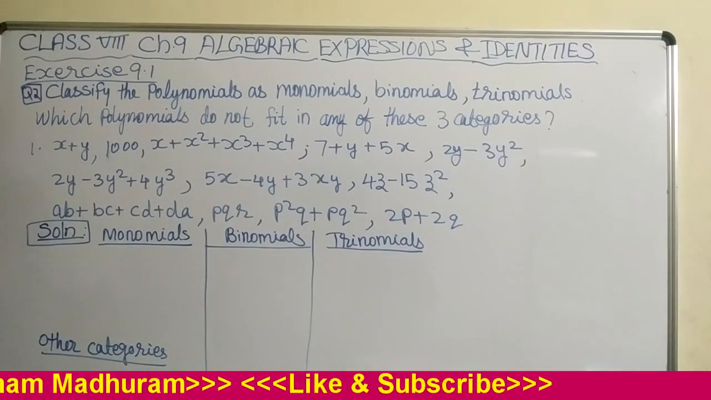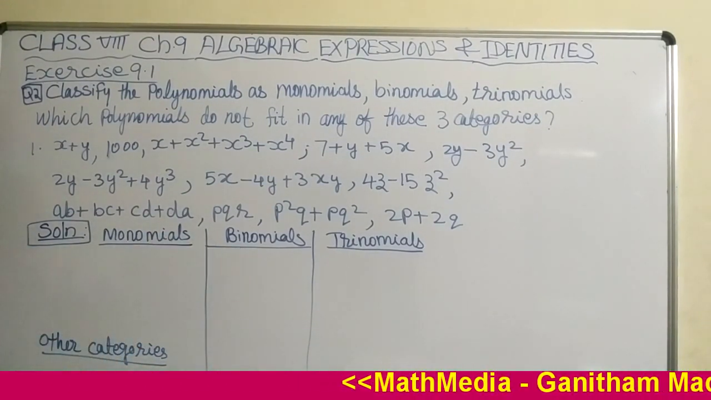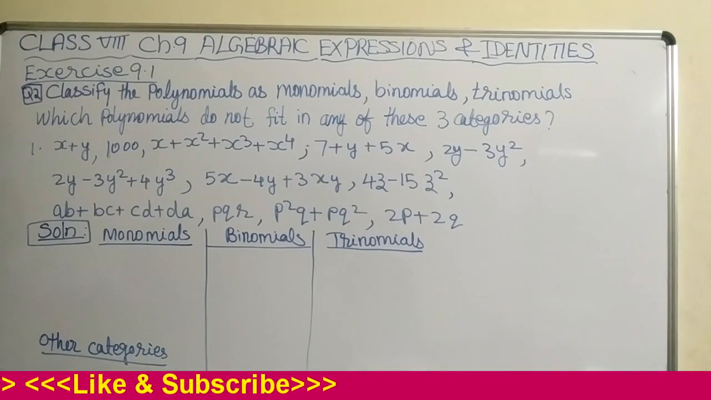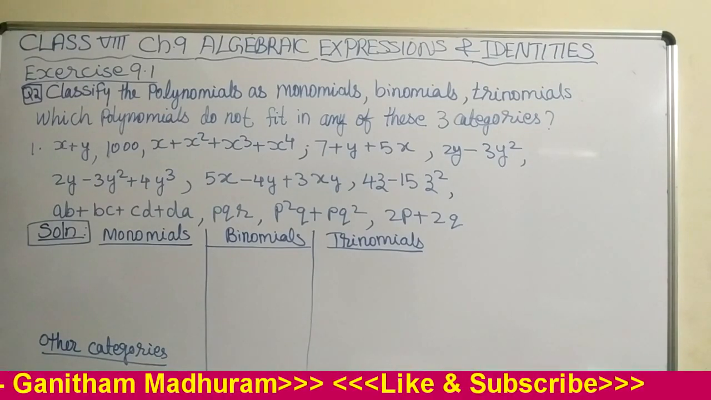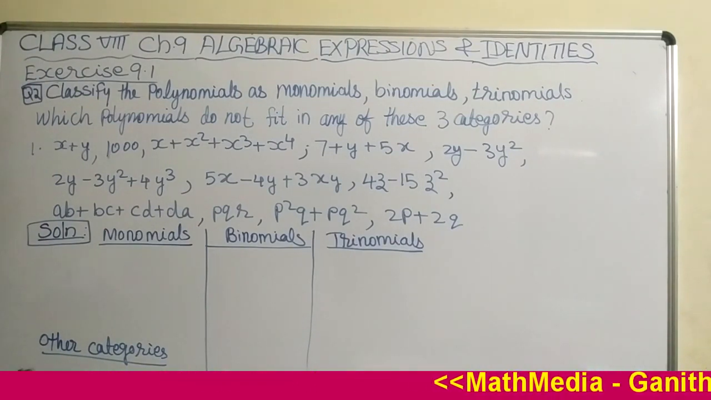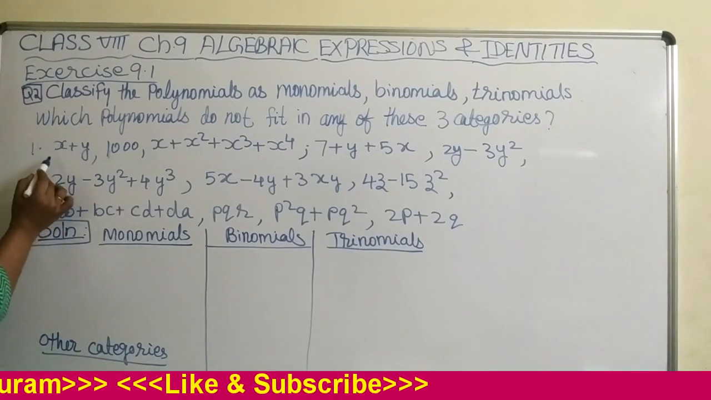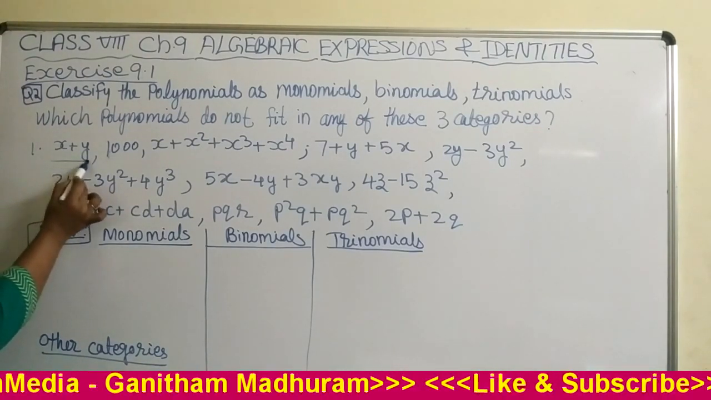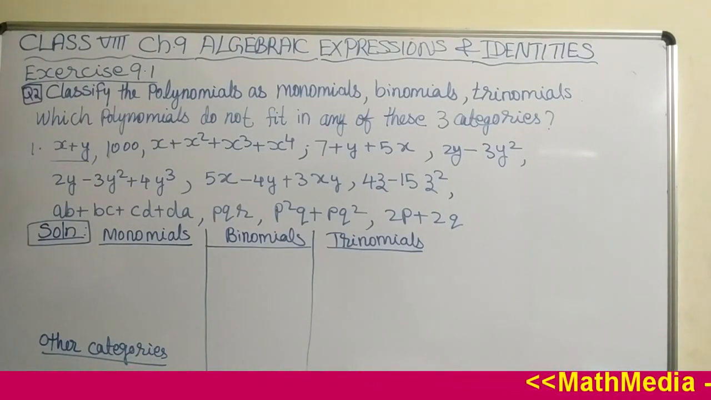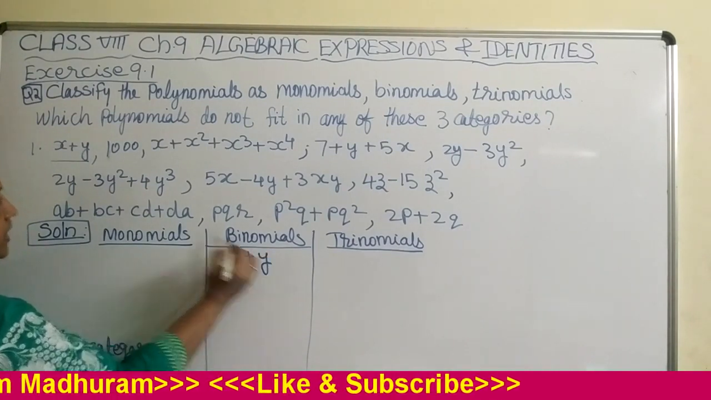Solution, we can make three columns for monomials, binomials, trinomials, and the last one is for other categories. That means polynomials with more than 3 terms will be written in other categories. So let's start. Look at the first expression, that is x plus y. It has 2 terms, so it will come in the category of binomials.